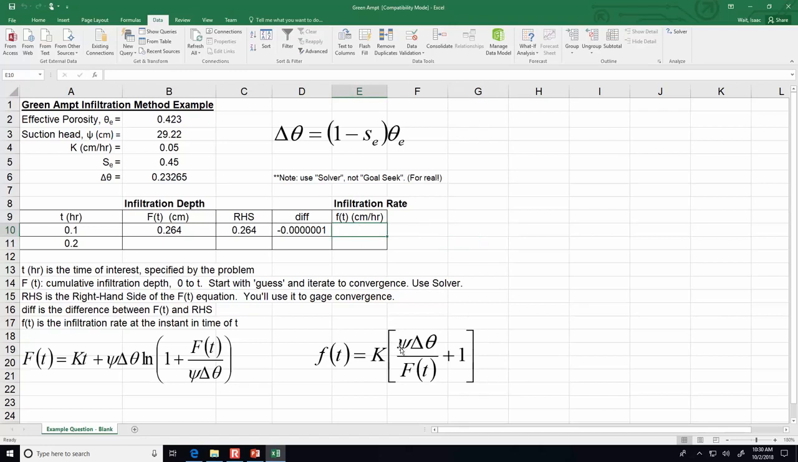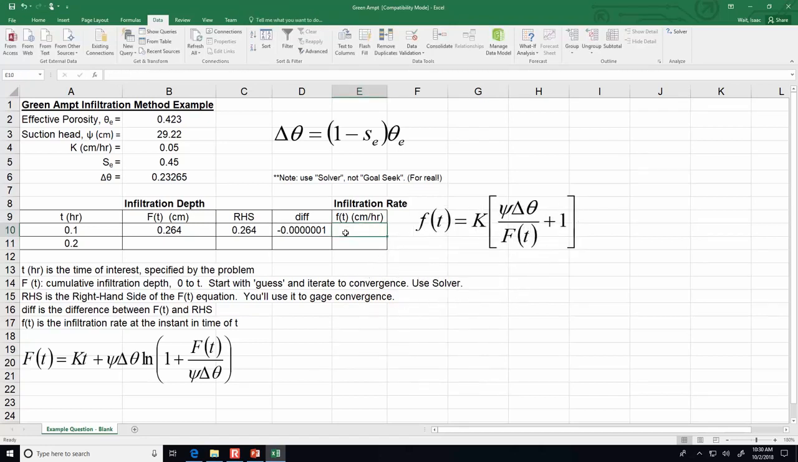So then the infiltration rate we can calculate directly. The infiltration rate is going to be K times suction head times the delta theta. I guess I probably ought to anchor all these references so that when I drag it down to the next time step, it'll be useful. Divided by our infiltration depth at this point in time, plus 1. So here's our infiltration rate.